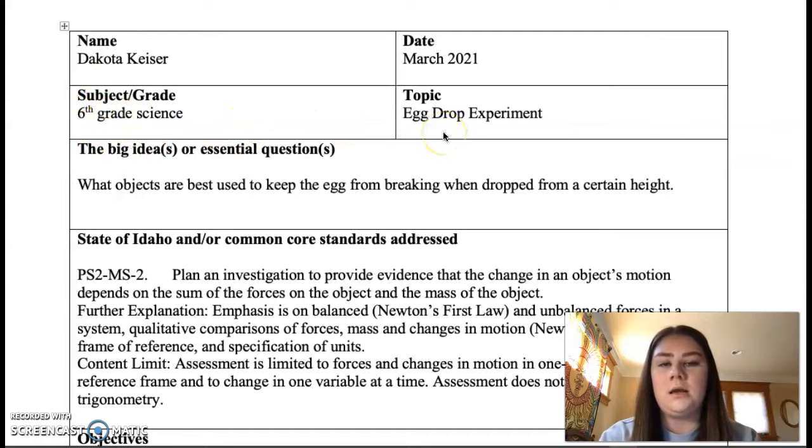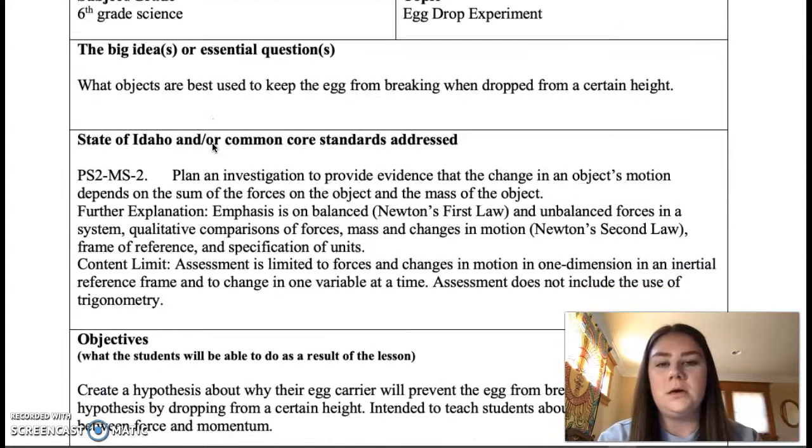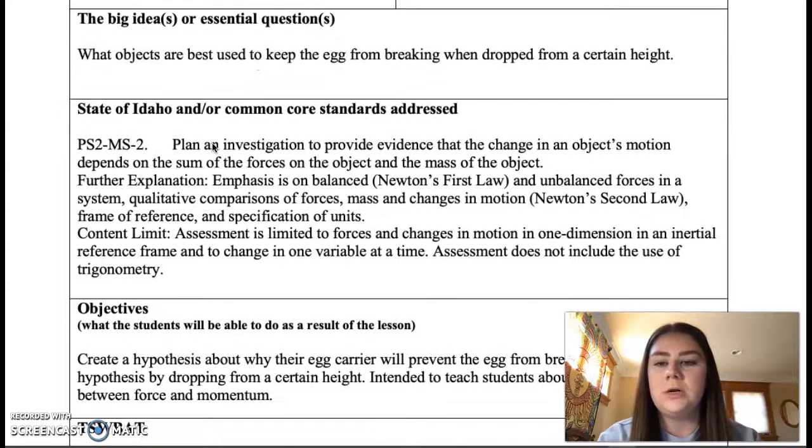And then I wanted to do this lesson plan about this egg drop experiment, so that would mean it would be science. The big idea is that the students are going to create an egg carrier and we're going to drop it from a certain height, and we're going to see if their egg breaks or if it doesn't break.